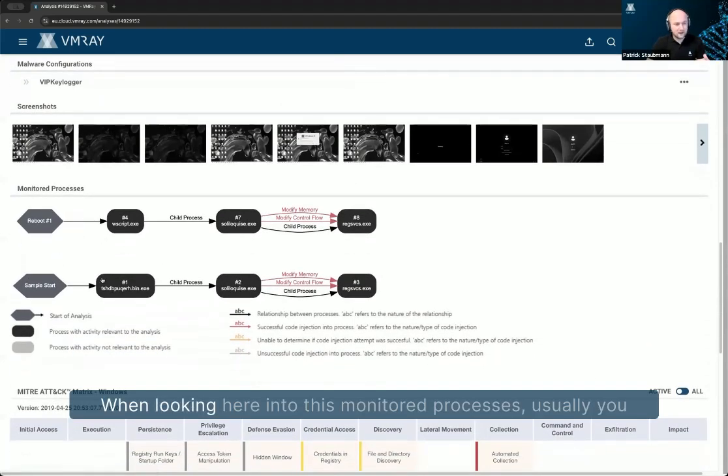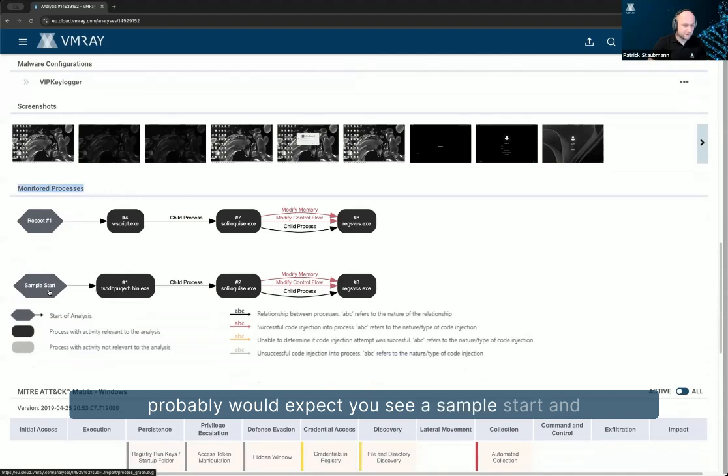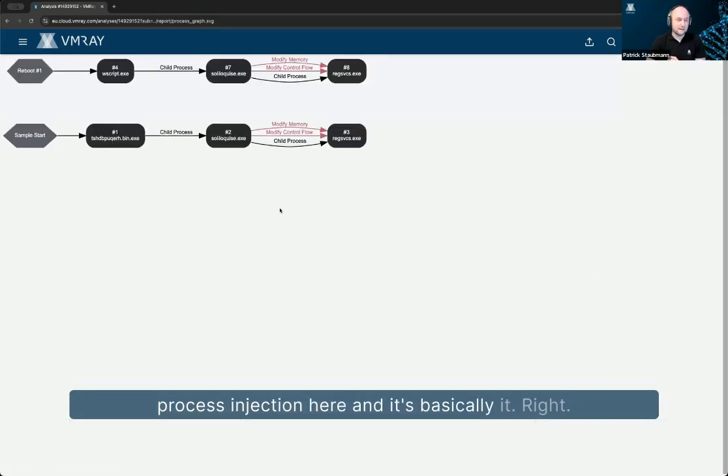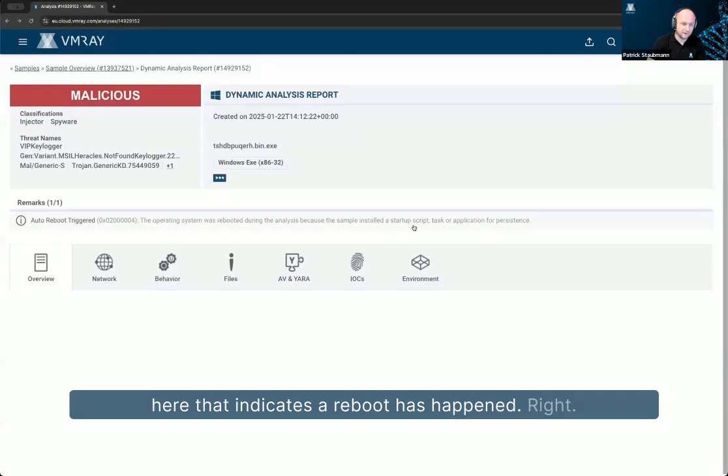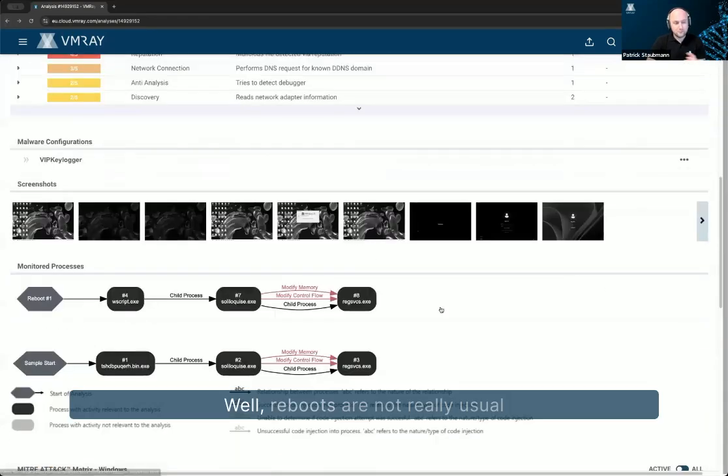When looking into these monitored processes, you would usually expect to see a sample start and then some process being executed. We even have some memory or process injection here, and that's basically it, right? But in this case, it's even more interesting because we also see another part of this graph that indicates a reboot has happened. Reboots are not really usual for malware. Malware usually doesn't trigger a reboot on the system, but we do it with a specific reason.